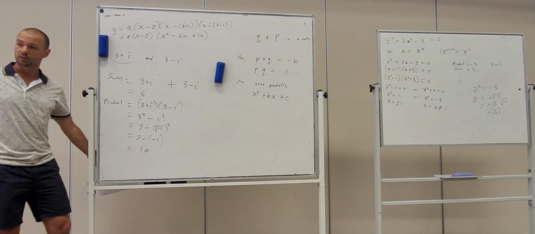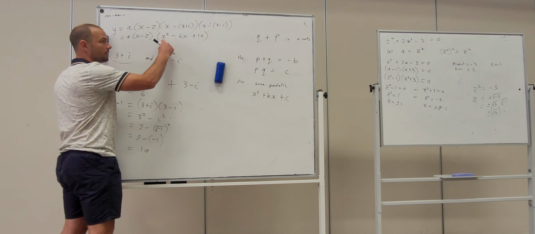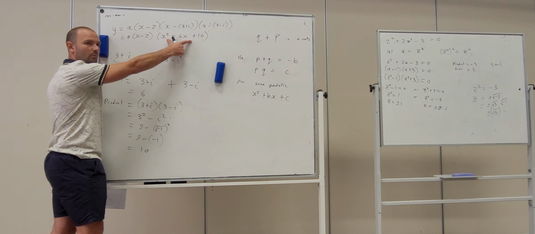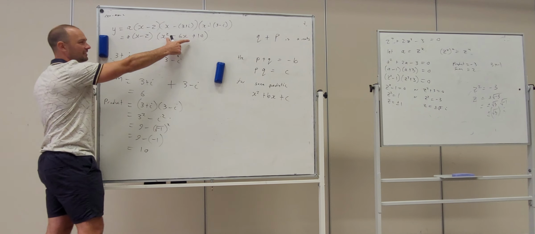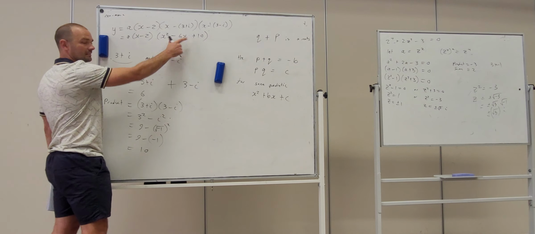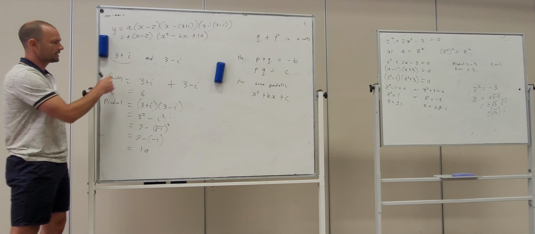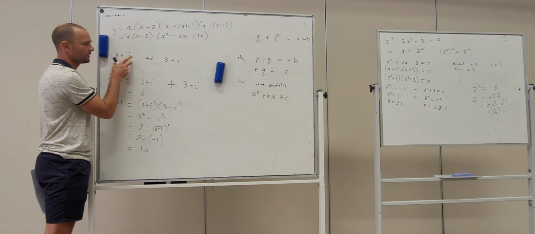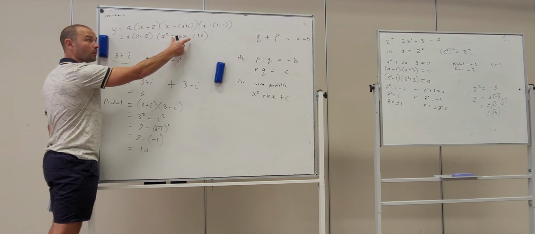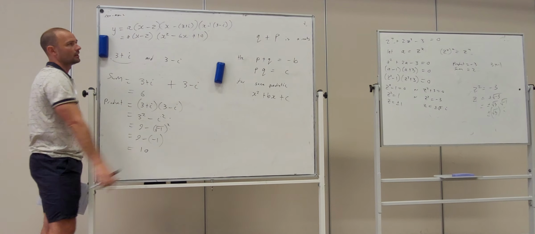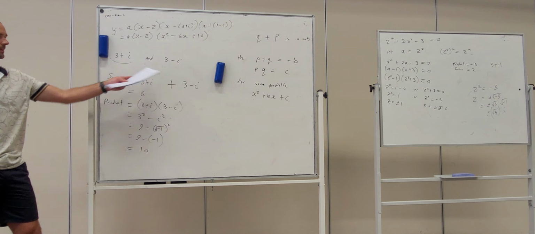If you go ahead and use the quadratic formula to find the roots of this quadratic, what would they be? 3 plus i and 3 take i. I've said these are the roots. The sum of the roots and the product of the roots give us this quadratic. Therefore, if you find the roots of that quadratic, these would be your answers.